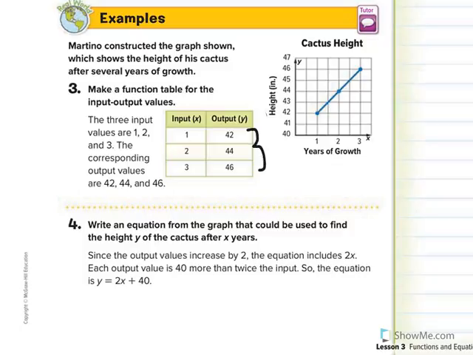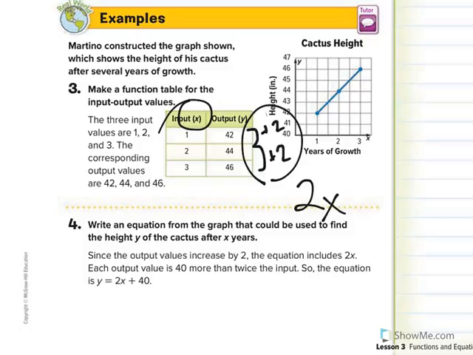Okay, so notice that between 42 and 44, it increases by 2, and 44 to 46 increases by 2. So since it increases by 2, this tells us, okay, that my x value has been multiplied by 2. So I know that it includes somewhere 2 times x, okay? But something else happens after that. But since I see this increase of 2, that tells me that the x has been multiplied by 2.